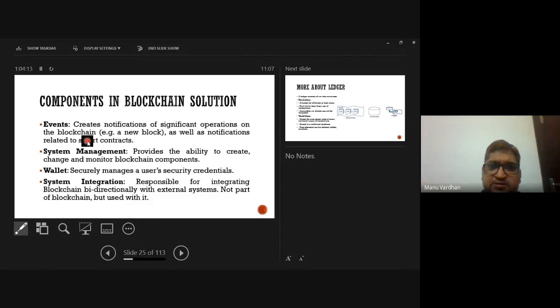Then we have events that create notifications of significant operations on the blockchain. For example, a new block is created, as well as notifications related to smart contracts. So this is like the pop-ups you keep getting when you have a new message in your inbox, a new message on your WhatsApp, a new message in your mailbox or SMS. So you will get pop-ups or notifications, so that you can check if it is related to you when a new block is added. So you can look at your transaction, whether you have one in that new block.